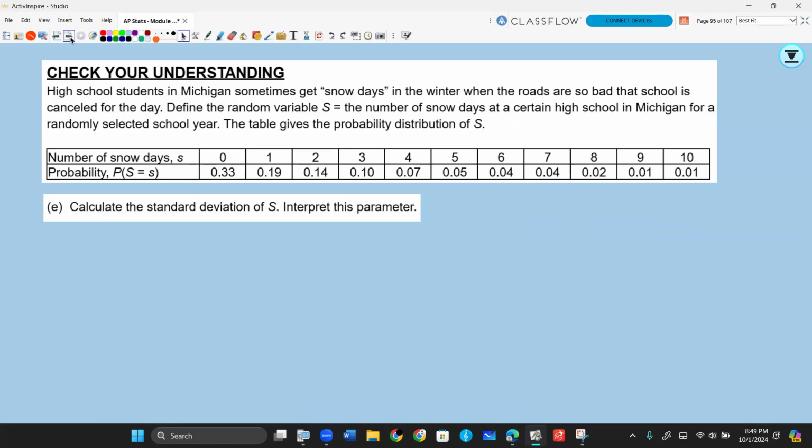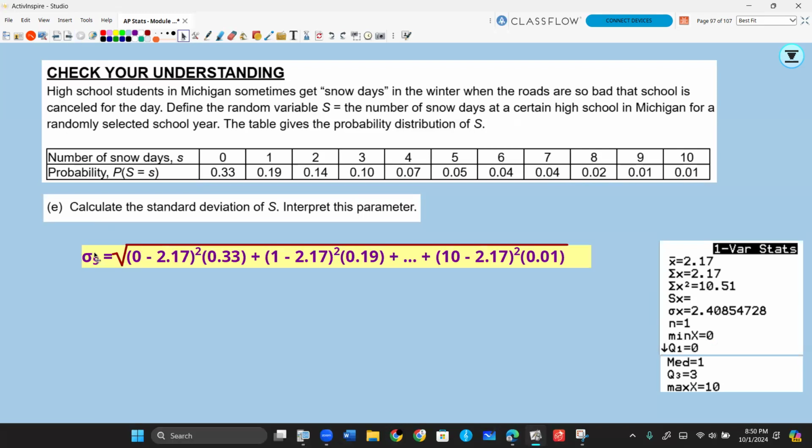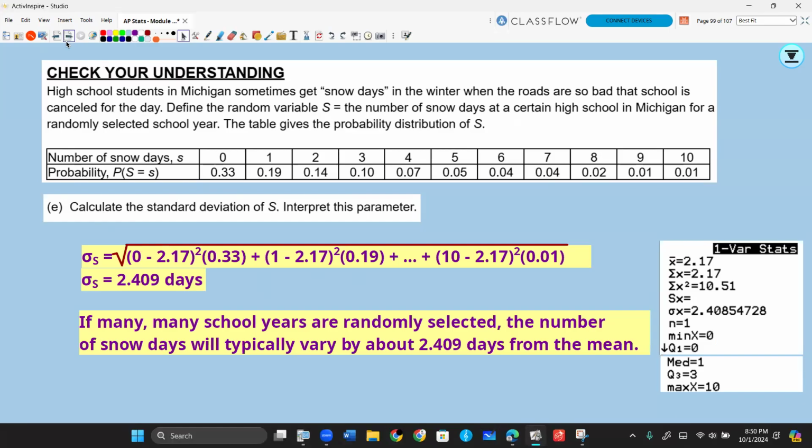Letter E, calculate the standard deviation of S, interpret this parameter. Again, we've calculated it already. It's about 2.4085. So let's write a couple steps here. We're going to write the standard deviation formula, put a square root, and just start taking your values and subtracting your mean, squaring it, multiplying it by each probability, and adding them together. Do a couple of them, end it with the last one, and then you can simply say your standard deviation is whatever your calculator says. Interpreting it, if we took many randomly selected school years, the number of snow days will typically vary by about 2.409 days from the mean.